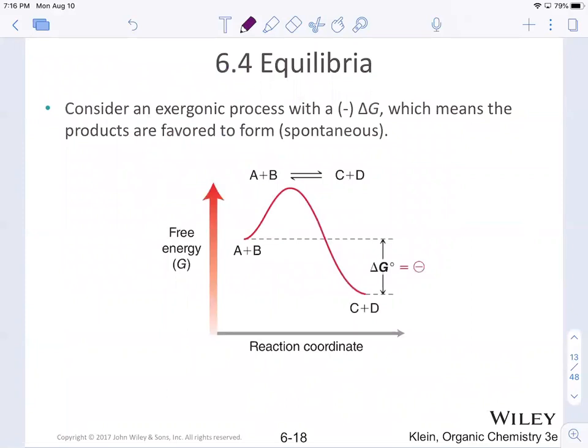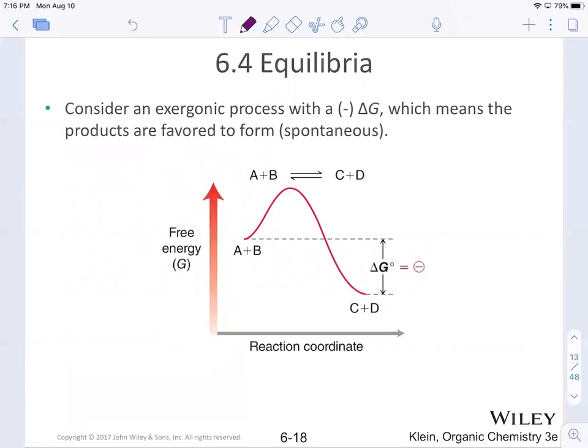Equilibrium. This is something that we did a lot of math on before in our life. We're not going to do a lot of math. What we just want to be able to do is understand a couple of concepts here and see how they relate to our reactions today. So again, here's an exergonic process with delta G. It means that the products are favored and they will form spontaneously.